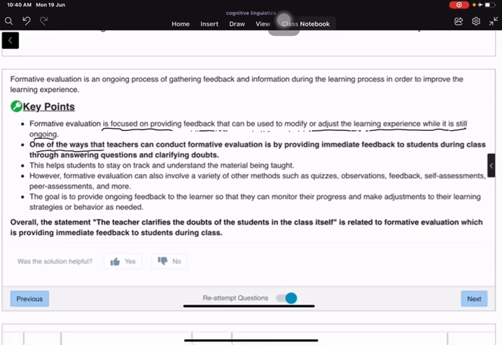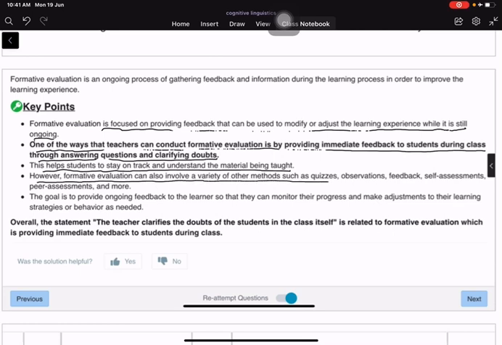One of the ways that teachers can conduct formative evaluation is by providing immediate feedback to the students during the class through answering questions and clarifying doubts. This helps students to stay on track and understand the material being taught. However, formative evaluation can also involve a variety of other methods such as quizzes, observations, feedback, self assessments, peer assessments, and more. The goal is to provide ongoing feedback to the learner.